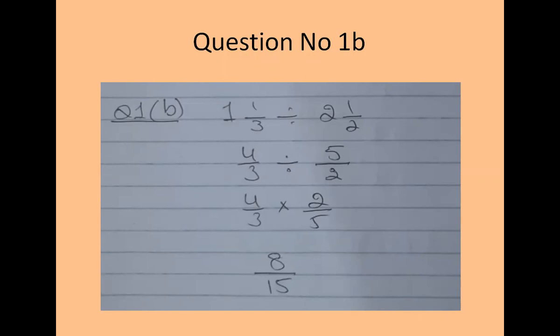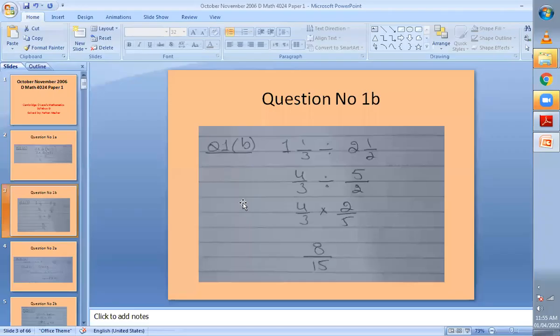Then I will convert this divide sign into a multiply sign. When I convert the divide sign into a multiply sign, the fraction after the divide sign will flip, it will reciprocate. So it will become 2 by 5. The numerator multiplies with the numerator, the denominator multiplies with the denominator. So you will have 8 divided by 15. So hopefully you understand.